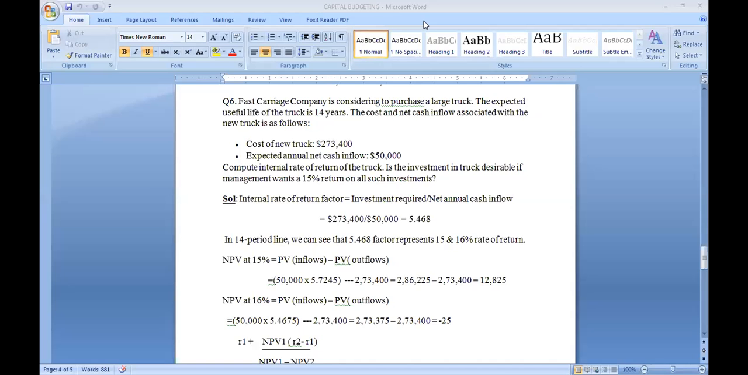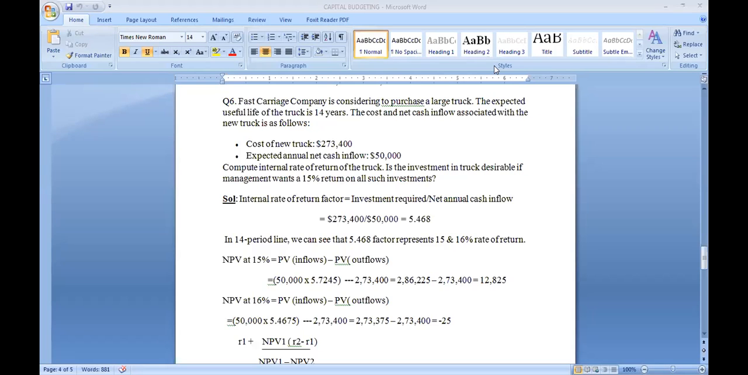So I'll give you one more example on this IRR method. If you could see this example, Fast Carriage Company is considering purchasing a large truck, and the expected useful life of the truck is 14 years, which means you will be using it for 14 years. So the life of the project is 14 years. Now the cost and net cash inflow associated with the new truck is as follows. The cost is 2,73,400 and the expected annual cash inflow is 50,000.